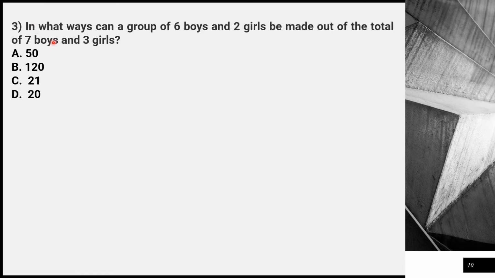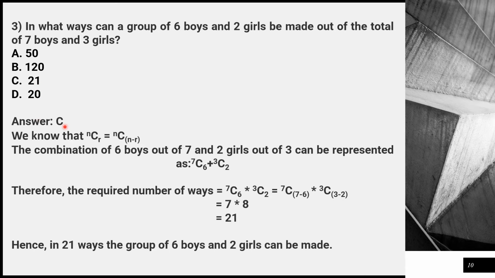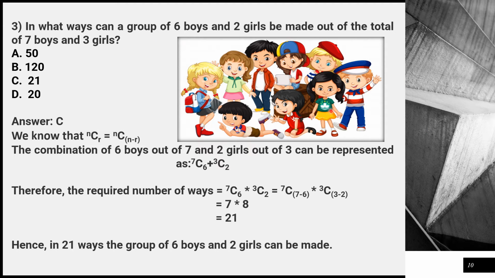The next question is, in how many ways can a group of 6 boys and 2 girls be made out of a total of 7 boys and 3 girls? So here are some options. We'll see. So the answer is C. At first, let us assume this is the group of 7 boys and 3 girls, and we know the relation of equality, that is nCr is equal to nC(n minus r), as I previously said. They are asking the combinations, right? Easily we can say they are the combinations of 6 boys and 2 girls out of a total of 7 boys and 3 girls.